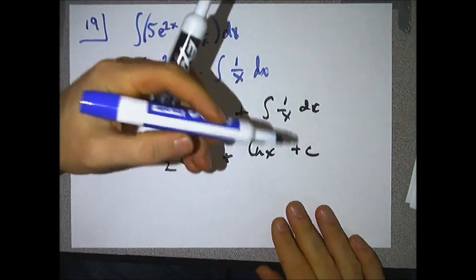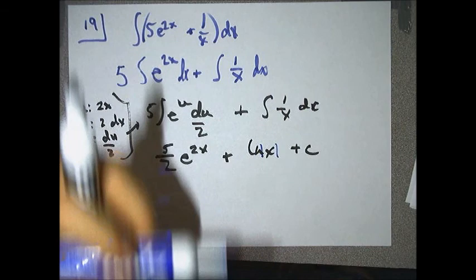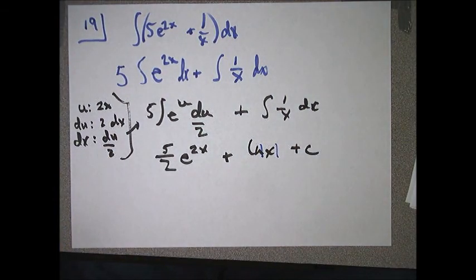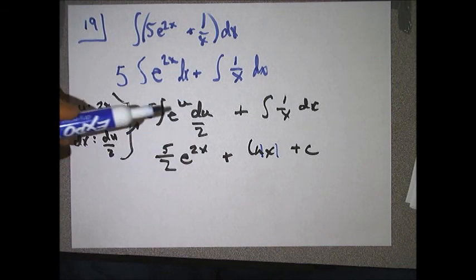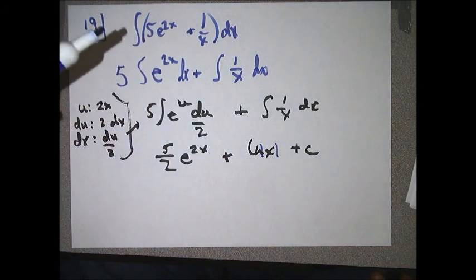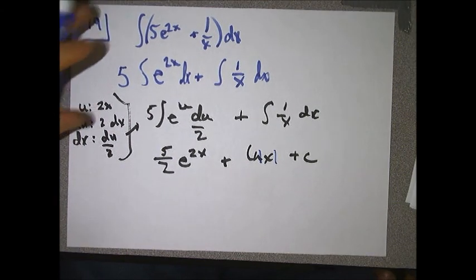You'll notice in the answer choices, a lot of times they use absolute value symbols with natural log because you can't raise e to anything and get a negative number. Final answer, 5/2 e to the 2x plus natural log of x in absolute value symbols plus c.